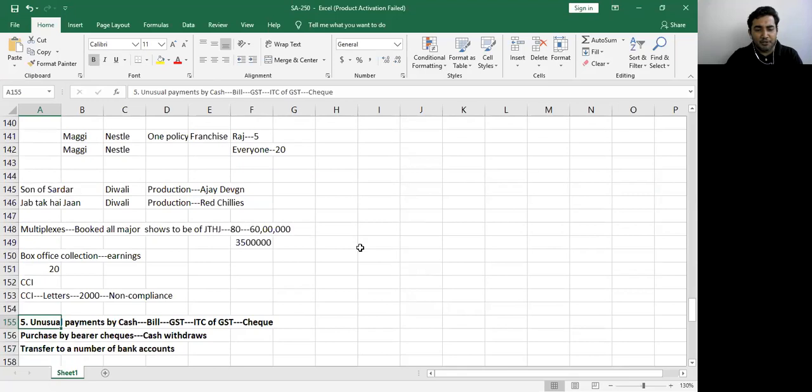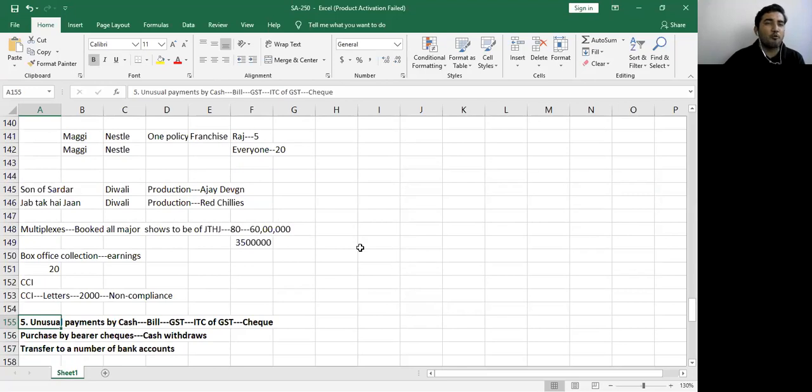Fifth point, which says unusual payments by cash. So if you claim GST and make high amount payments by a check, however, if someone is paid by cash, then again that can result in non-compliance with some or the other law or regulation. Payment by bearer check.